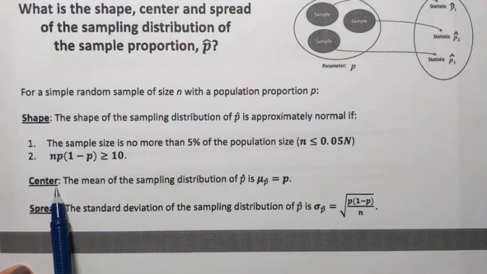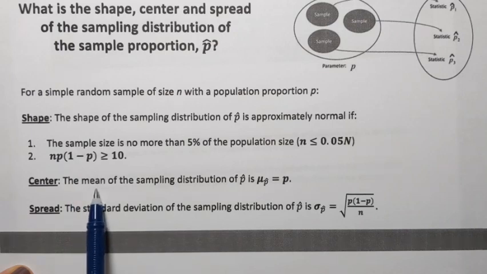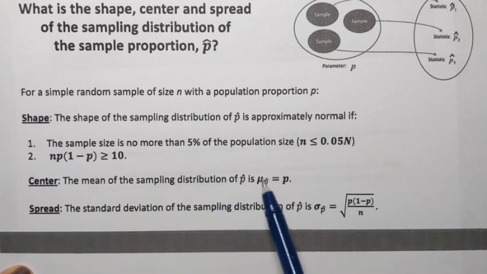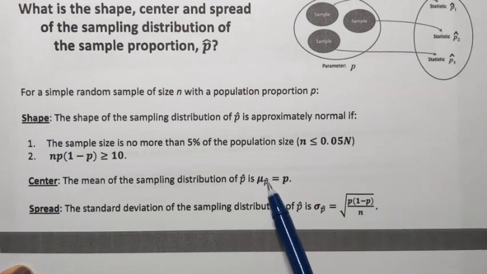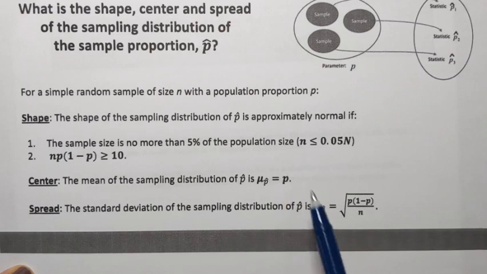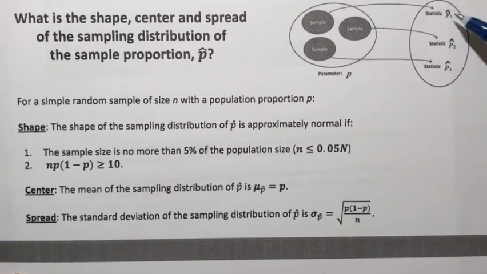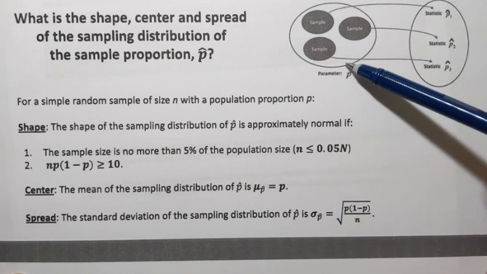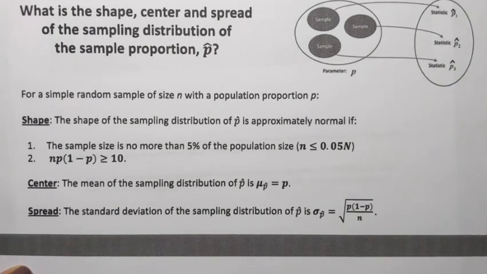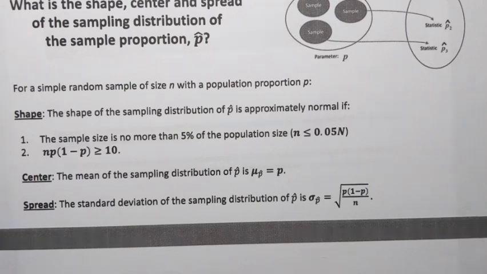Now, center is going to be measured using the mean, and it's easy to find because the mean of the sampling distribution of sample proportion, and that's the notation we're going to use, is going to be exactly the same as the population proportion. In other words, if we take all sample proportions and find their average, we're going to find that the average of sample proportions, which is the mean, is the same as the population proportion.